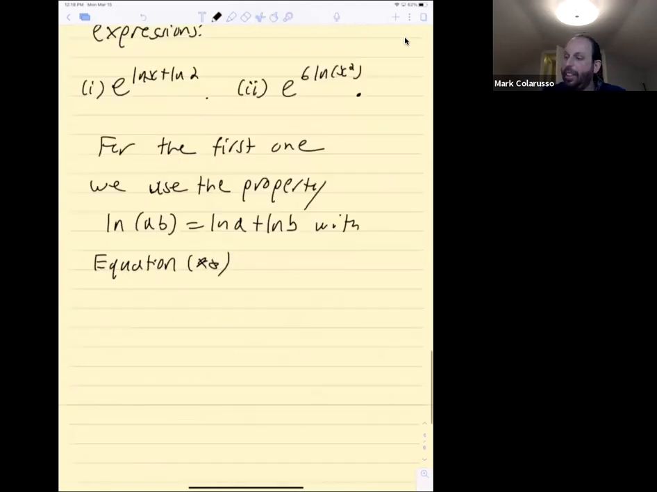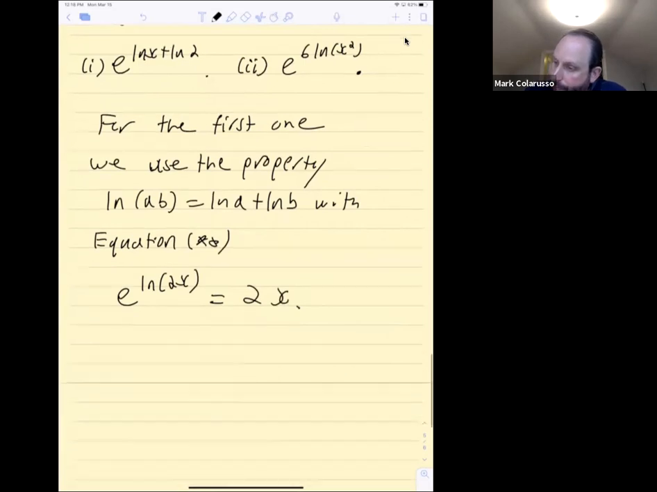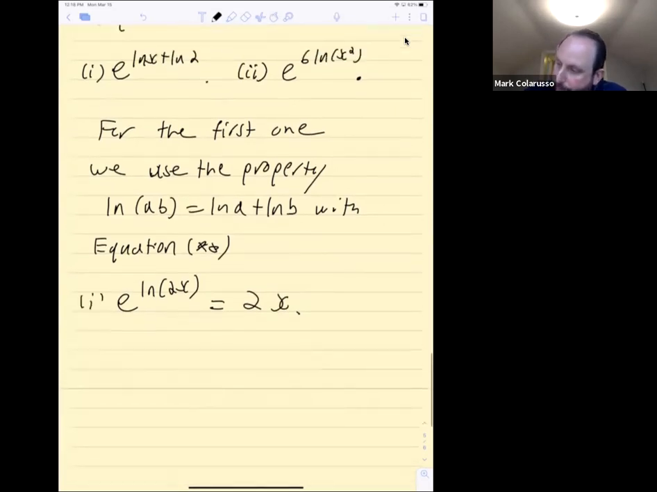So this is fairly easy. This is e to the ln of x plus ln 2, that's e to the ln of 2x, right? And then the double star equation says that the e and the ln really cancel each other out, so this just equals 2x. And so that's number one.